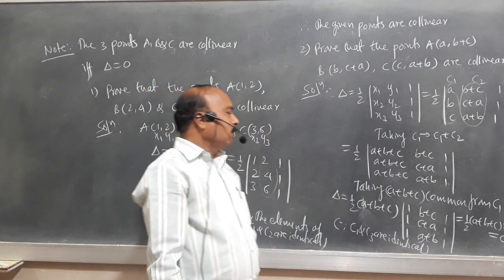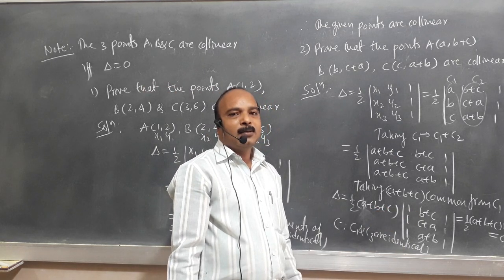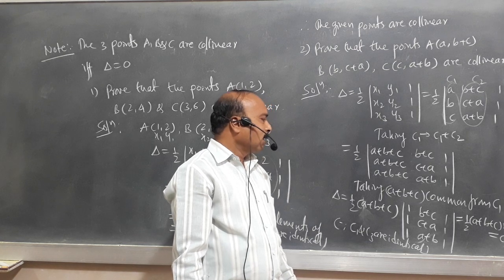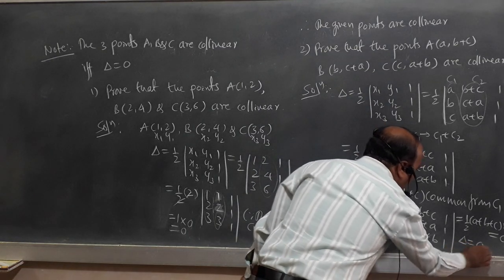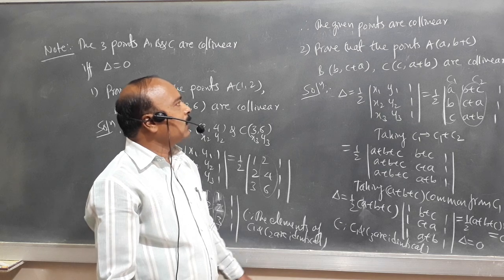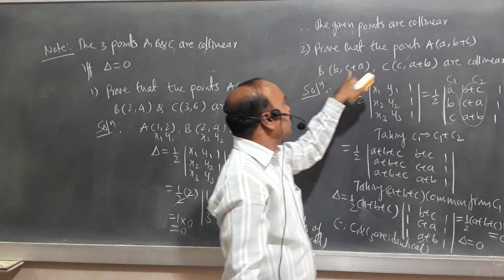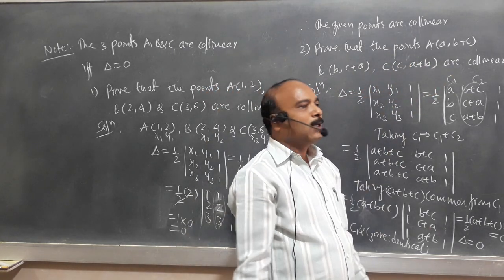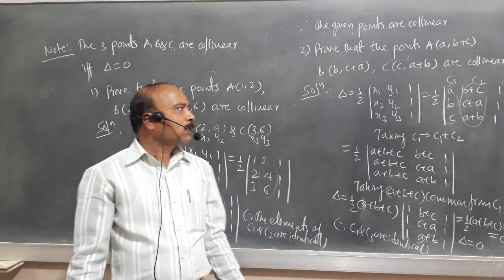Whenever two columns have the same elements, or two rows are the same, the determinant value is equal to 0. According to that property, it is also equal to 0. Then we get delta equal to 0. If delta is 0, we conclude that the given points are collinear. Therefore the given points A, B plus C, B, C plus A, C, A plus B are collinear points. Take this as an important example which has already appeared in the examination.